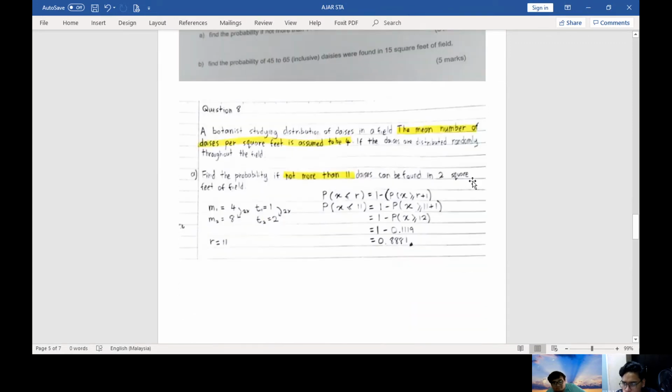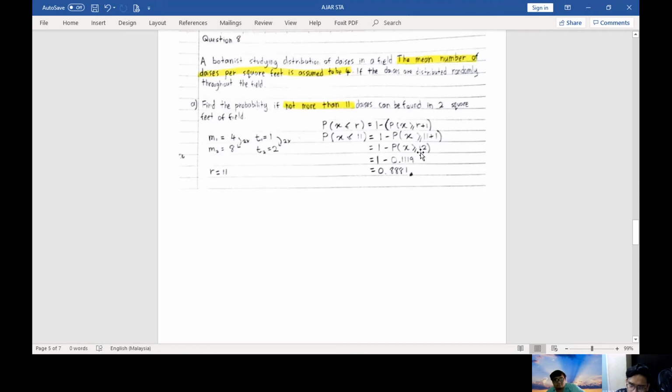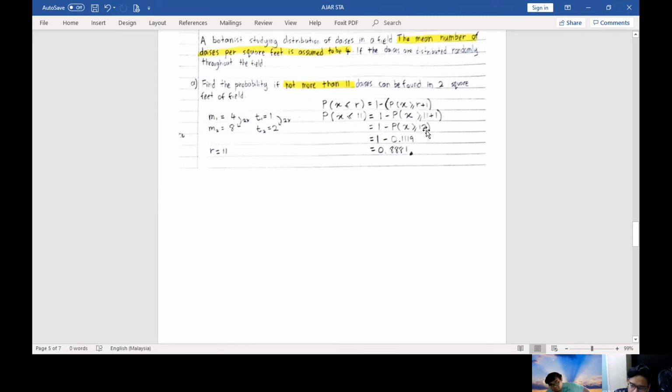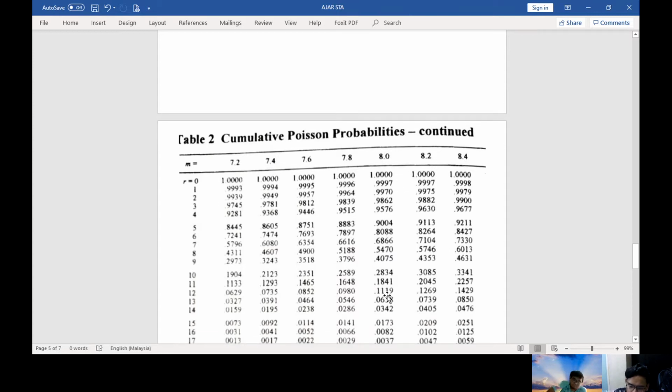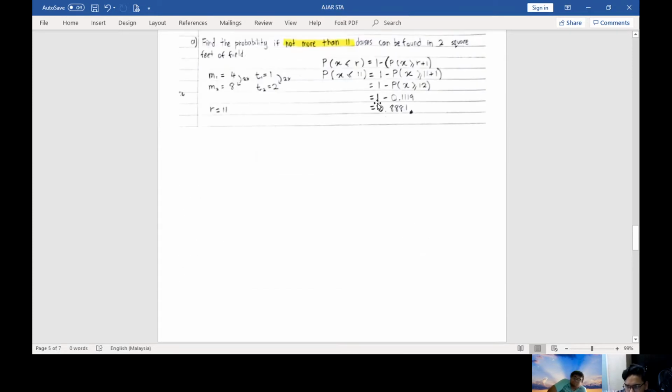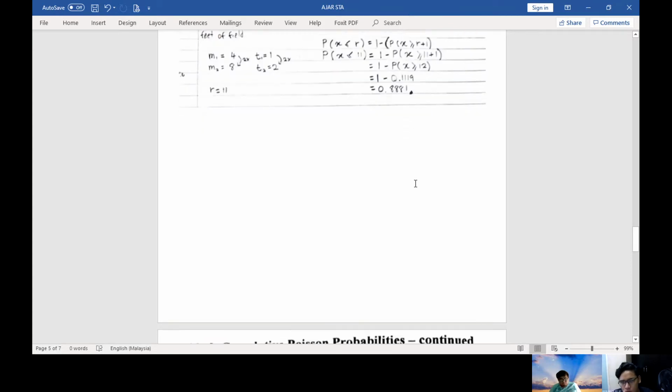So I have it here, this one. We need to use our second mean for this equation. So mean equal to 8 and our R is 12. So let's find here mean equal to 8 and R is 12. We have 0.1119. So we subtract the value from 1 and we will get 0.8881. So that's for question A.